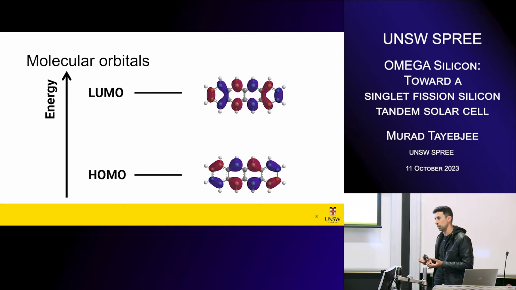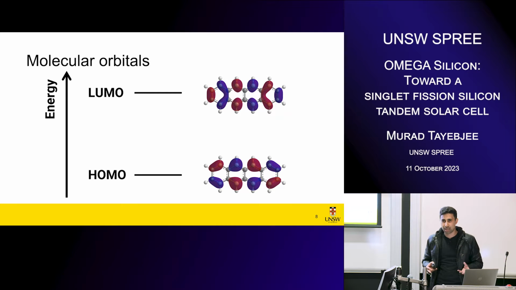So to understand how these materials actually absorb light, I'm going to give you a quick introduction into what we call molecular orbitals. Now, obviously, a molecule has many, many electrons, but we tend to only worry about the electrons that occupy either the HOMO, which is the highest occupied molecular orbital, or the LUMO, which is the lowest unoccupied molecular orbital. And this is a picture of those orbitals for tetracene.